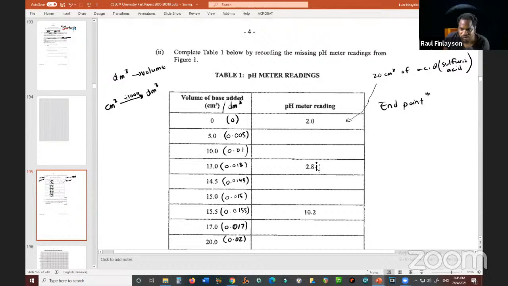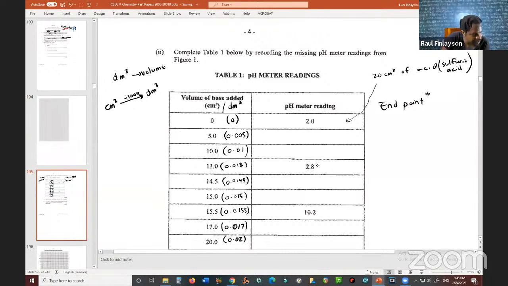But something happens here. What CXC do is they leave out some blank space because they want you to imagine what would be happening in between these numbers. So they don't give you what happened when you add 5 or 10 cm cube of base, but they give you what happens when you add 13 cm cube of the base to the acid. Remember, guys, it is 20 cm cube of acid. That is constant. The volume of the acid doesn't change.